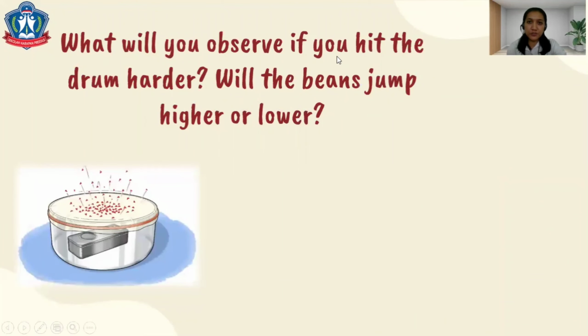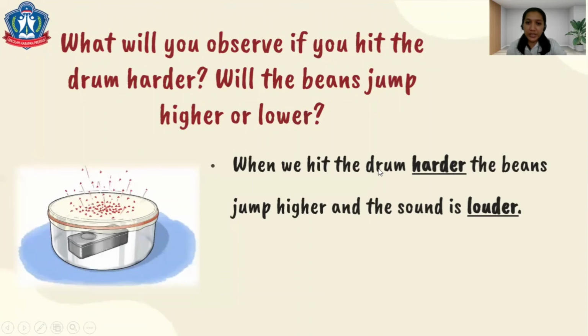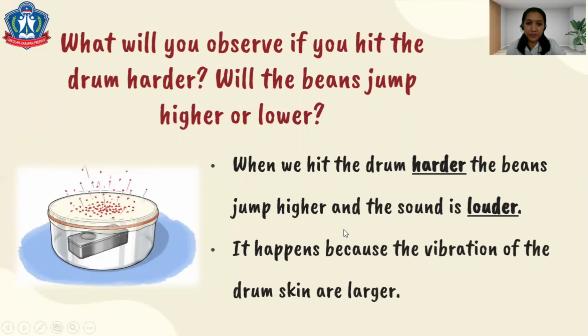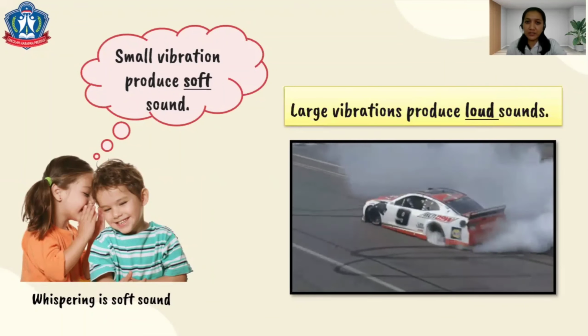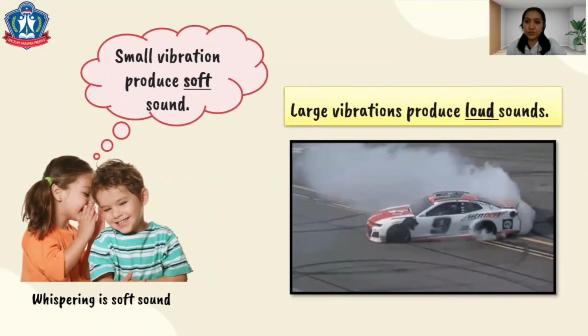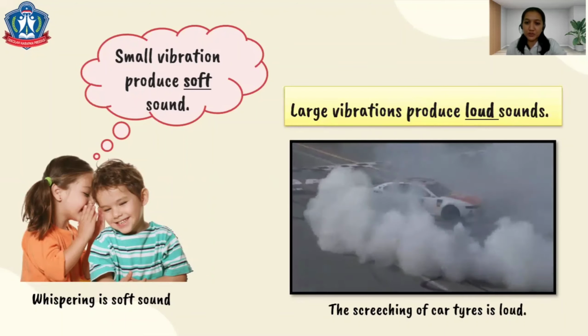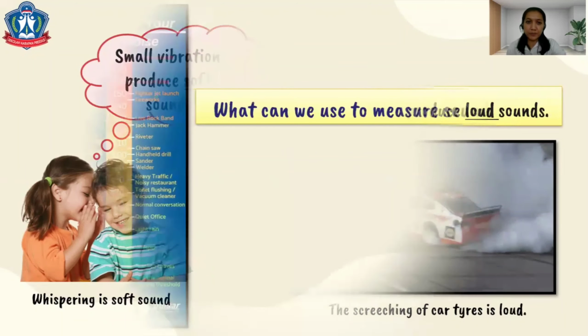What will you observe if you hit the drum harder? Will the beans jump higher or lower? When we hit the drum harder, the beans jump higher and the sound is louder. It happens because the vibrations of the drum skin are larger. Small vibrations produce soft sounds, for example when you whisper. On the other hand, large vibrations produce loud sounds, for example, the screeching of car tires is loud.